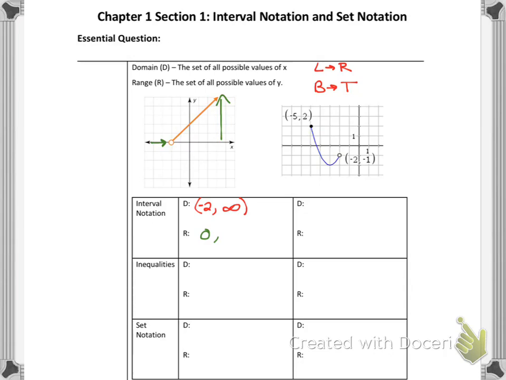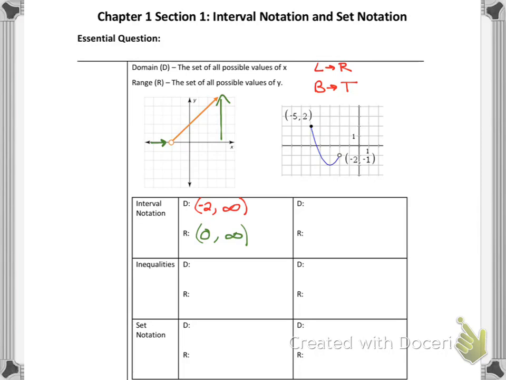Now the highest y value, there isn't one, because it'll go on forever, just like the domain did. And so it also gets an infinity. Now, the notation is actually the same as for the domain, because there was an open circle and an infinity. So now I'm going to go ahead and change that to an inequality, and that shouldn't be too hard.